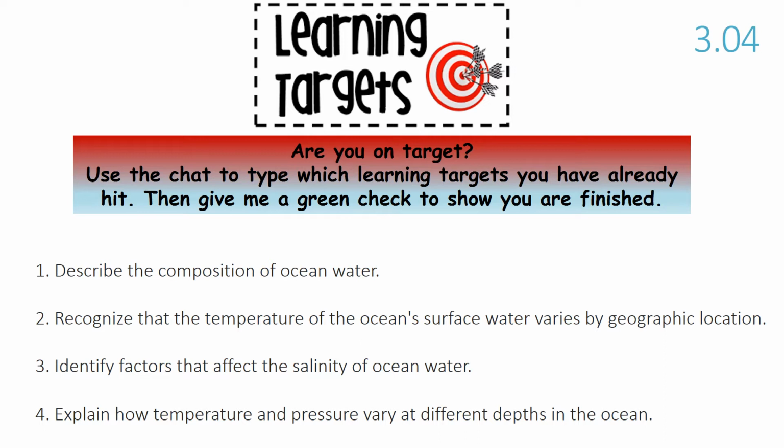Here you will see the learning targets for this lesson. We have 4 targets that we would like to be able to hit, or goals that you would want to know or learn by the end of this lesson. 1. Describe the composition of ocean water. 2. Recognize that the temperature of the ocean's surface water varies by geographic location. 3. Identify factors that affect the salinity of ocean water. And 4. Explain how temperature and pressure vary at different depths in the ocean.